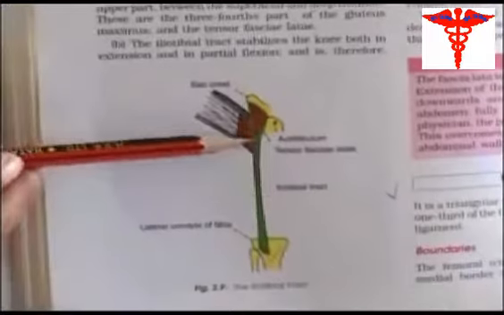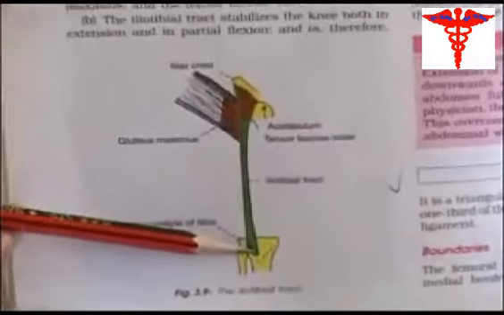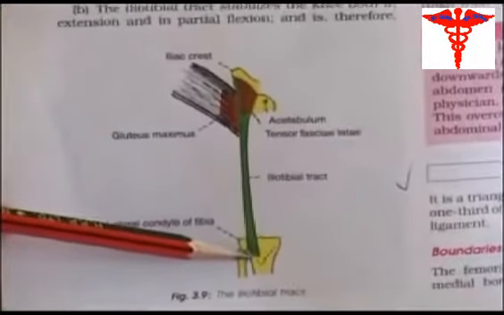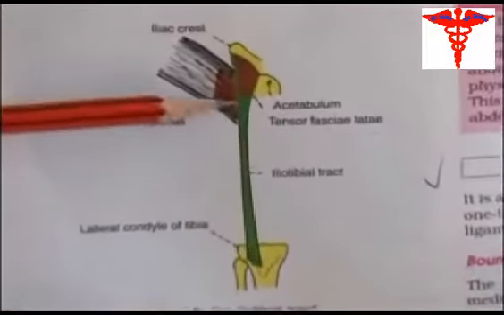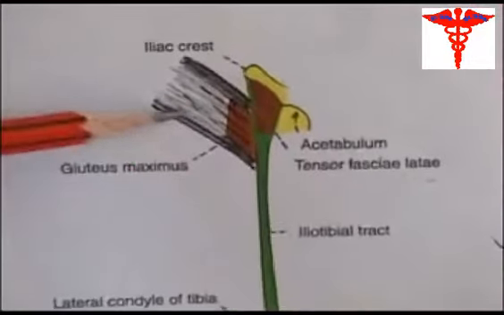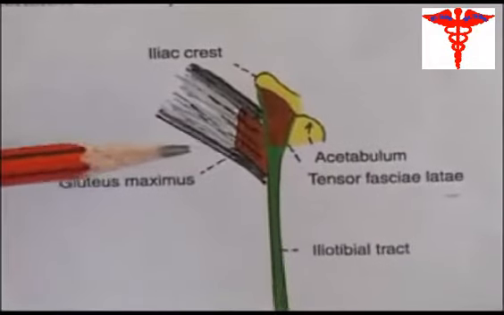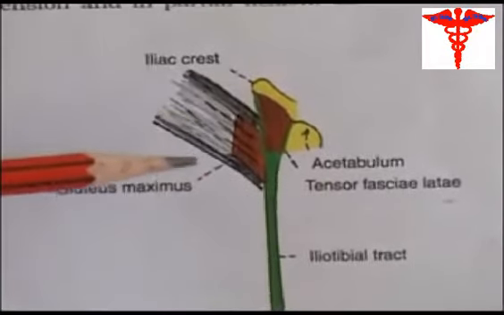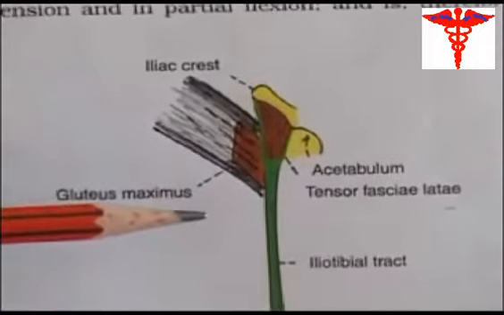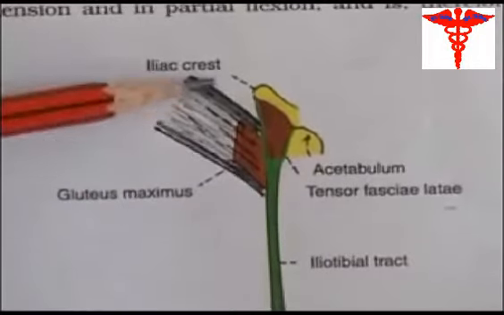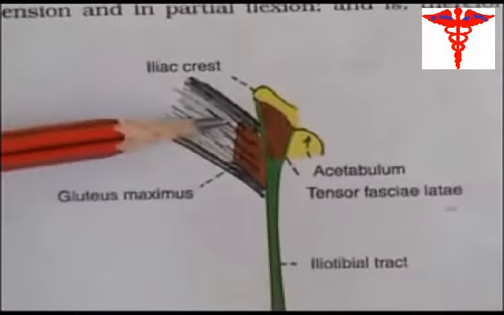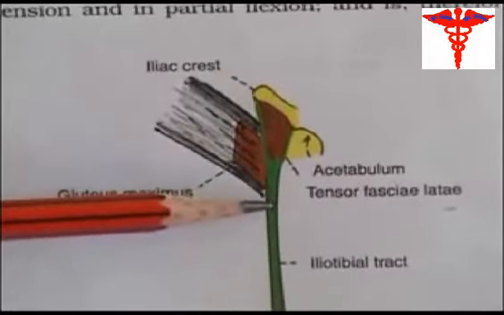This tract extends down till the lateral condyle of the tibia. Into this iliotibial tract is also inserted the big gluteus maximus muscle, the whole of the upper half and the superficial part of the lower half. That means almost 3/4 of the muscle is inserted into the iliotibial tract.